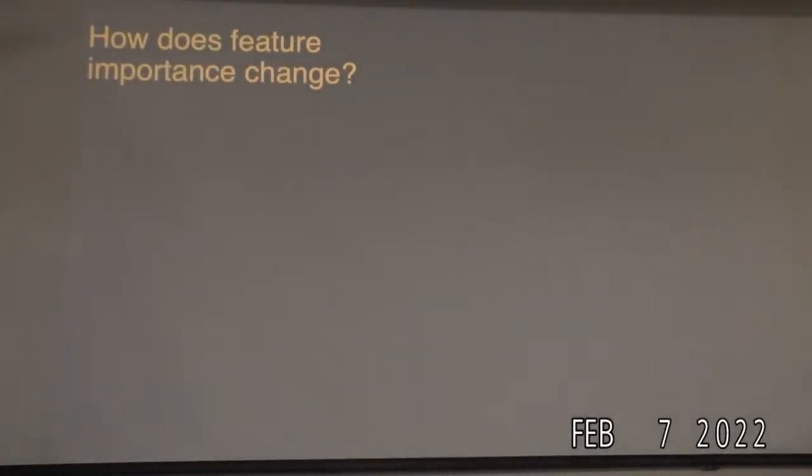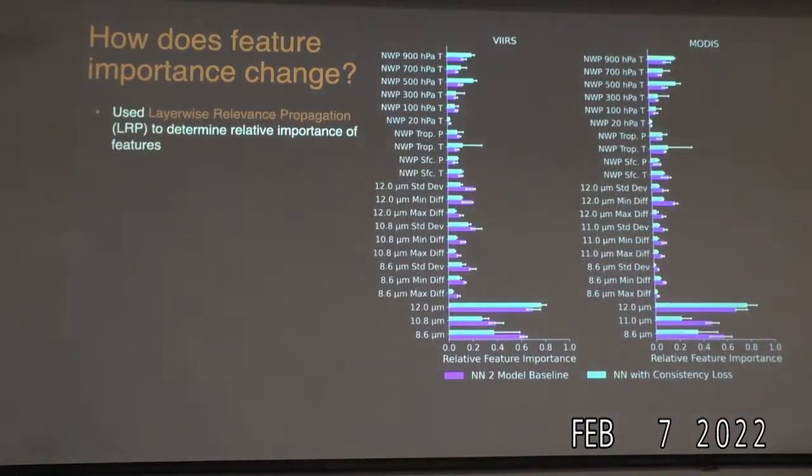Here, I have a question. How does it actually change the neural network itself? We know how it changes the output, but for instance, how does it change feature importance? So what I did was I used layer-wise relevance propagation again to determine the relative importance of the features.